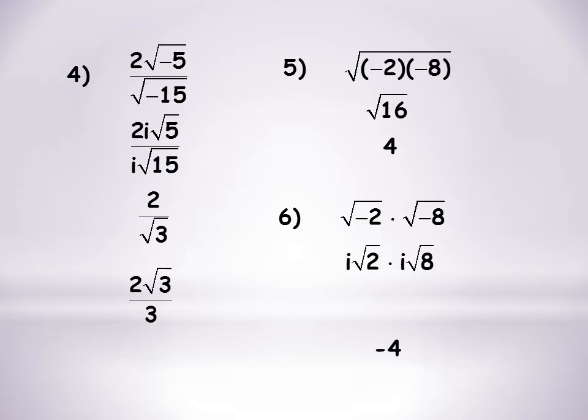So now I have to pull the i's out first. So I'll have i square root of 2 times i square root of 8. Now when I multiply them together, I'm going to have i squared square root of 16, which will simplify down to negative 4. So if you look at number 5, when they're both underneath the radical, I have a positive 4, but when they are separate radicals, I actually end up with a negative 4.